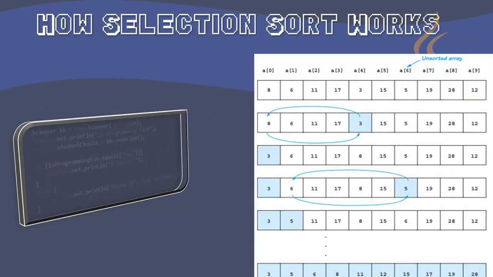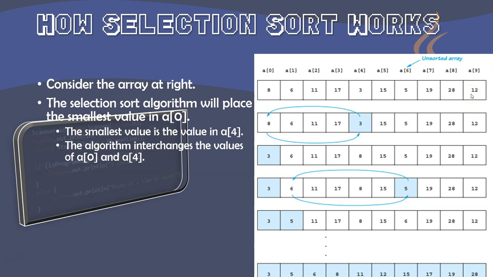So let's take a deeper look at how the selection sort works. If we look at this array here at right, you can see it's starting off with a bunch of unsorted values with A of 0 starting at 8 and A of 9 ending at 12. The selection sort algorithm is going to place the smallest value in A of 0. So when we look at this, our smallest value is 3, so we're going to swap it with 8, and 8 will then move to that position.